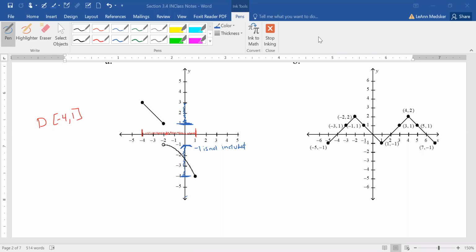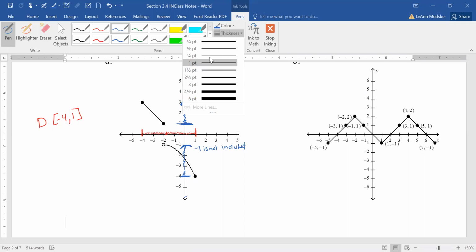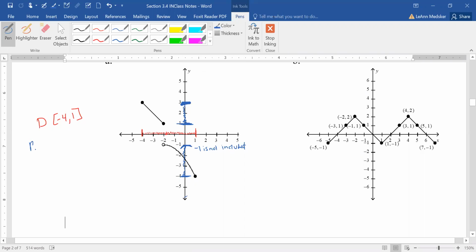Okay, for the range, it goes up to +3. So we're looking at two different ranges. So anytime you have two different pieces, we string those together, remember, with a union. So we're going to write the range as, this would be -4 because that's included, up to -1, which is not included because it's an open circle, unioned with, and 1 and 3 are both included. So all y values between 1 and 3. So that's my domain and range.